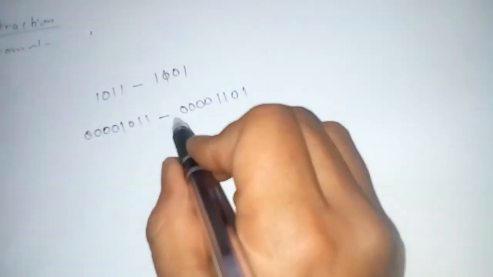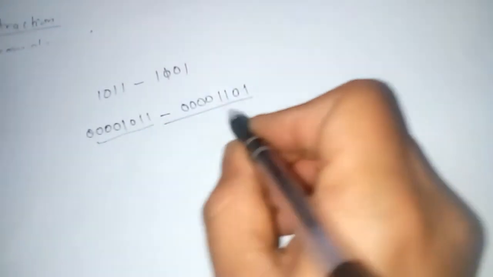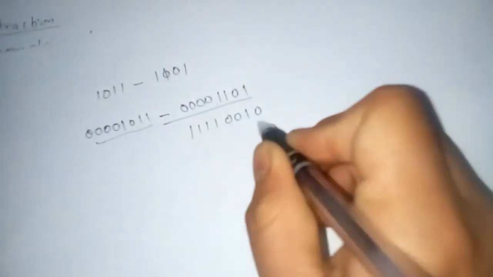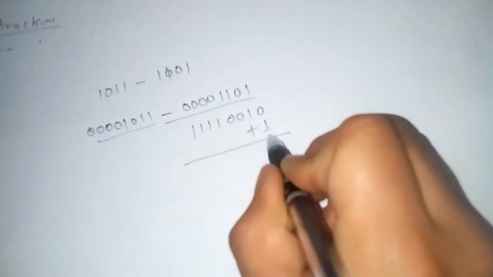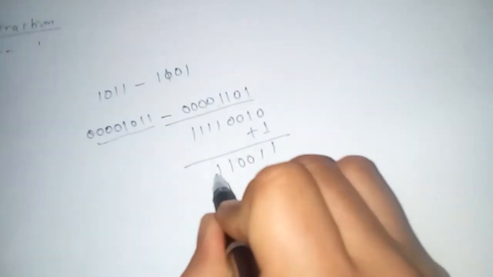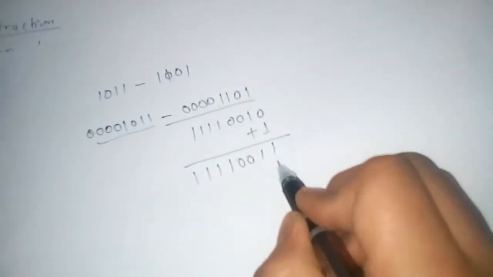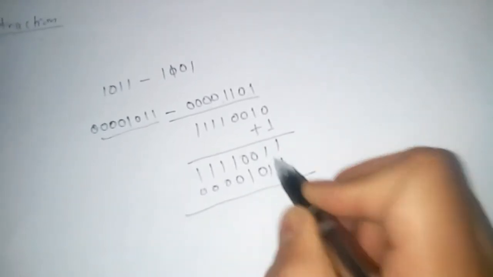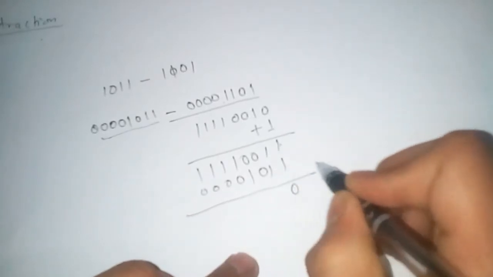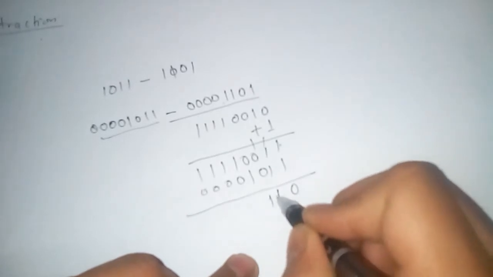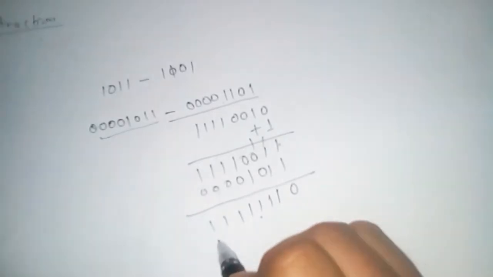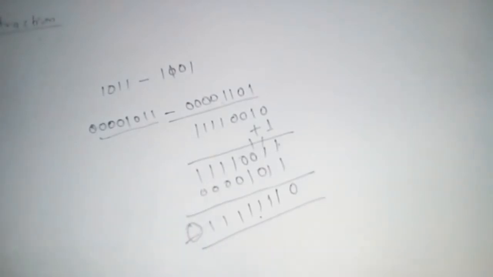Now we need to find out the 2's complement of this number, and we will add it to this number. Okay, the reverse of this number will be 1 1 1 1 0 0 1 0, and for 2's complement we will add 1 to it, giving 1 1 1 1 0 0 1 1. We will add this number to this number. 1 1 0 1, next bits, all are 0. Look at here. Here are 8 bits, and here is no extra carry bit.